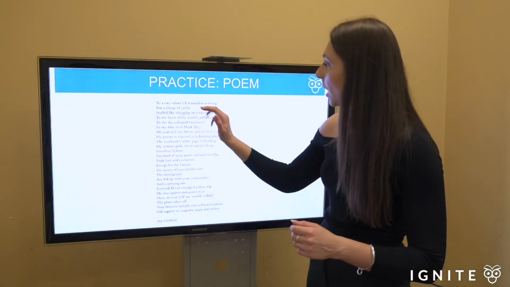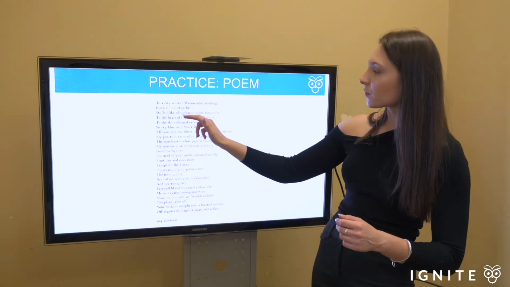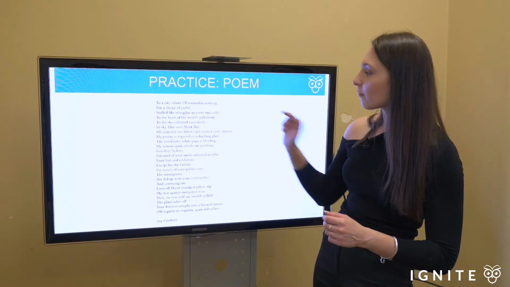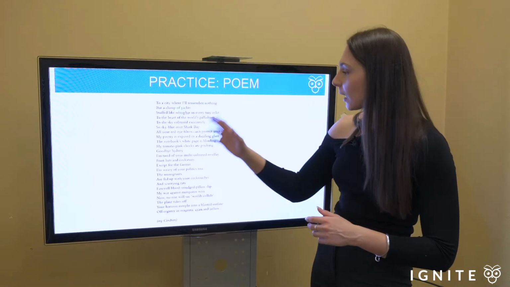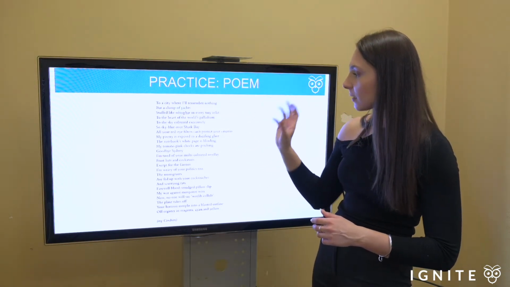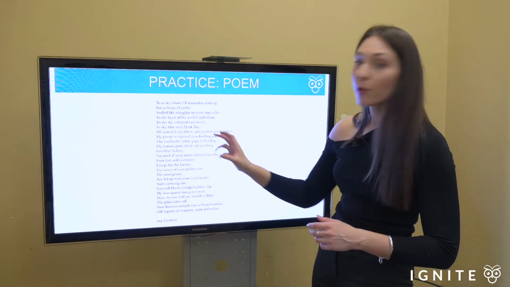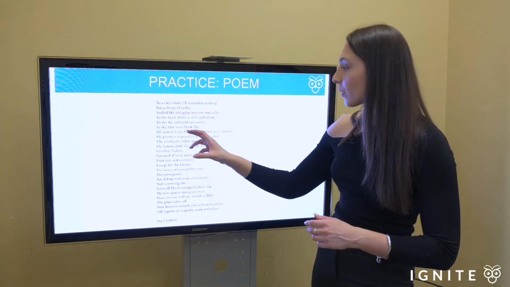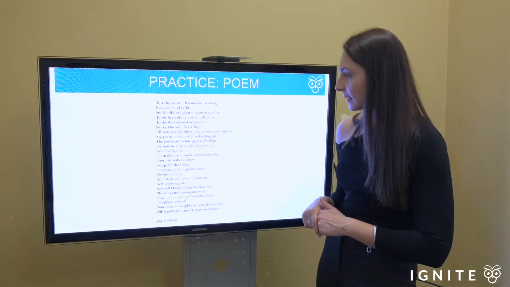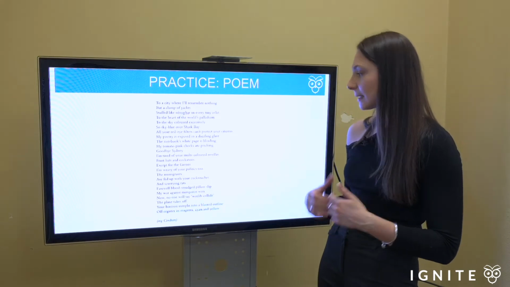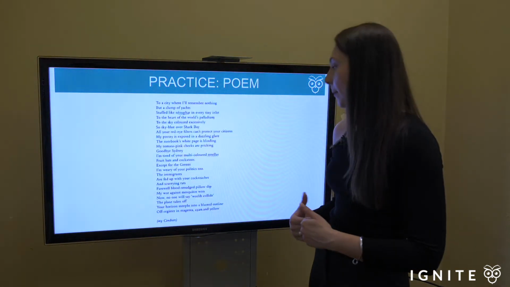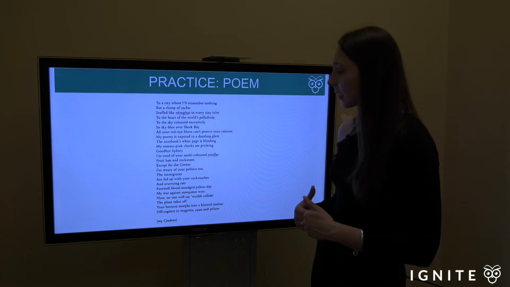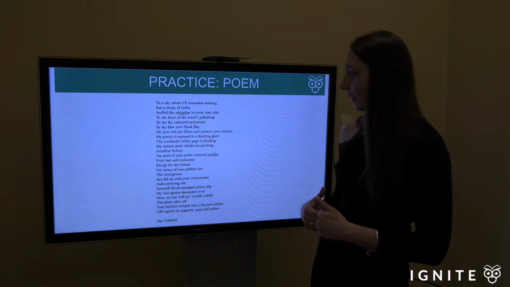So, to a city where I'll remember nothing but a clump of yachts stuffed like Nenufar in every tiny inlet. To the heart of the world's palladium, to the sky coloured excessively, so sky blue over Shark Bay. All your red eye filters can't protect your citizens. My poetry's exposed in a dazzling glare, the notebook's white pages blinding, my tomato pink cheeks are pricking, goodbye Sydney.